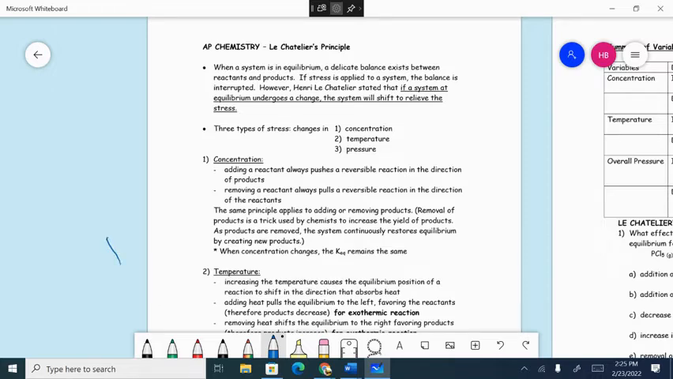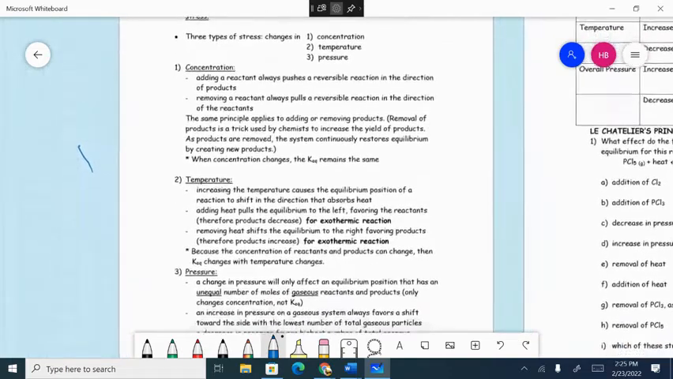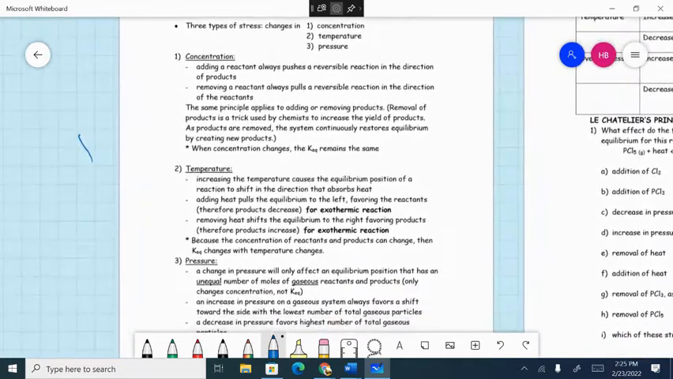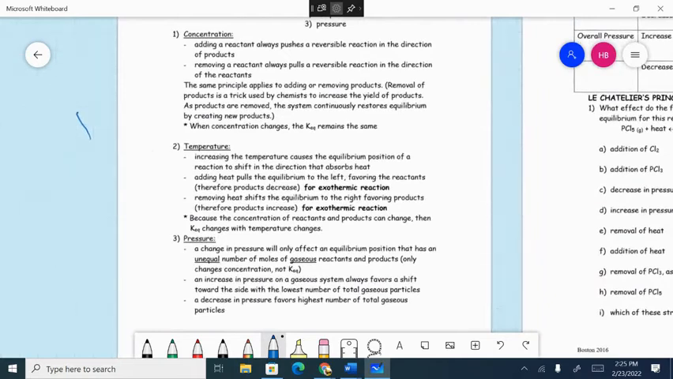So our three types of stress are change in concentration, change in temperature, and change in pressure. The easiest one is probably concentration. If you add a reactant, it shifts towards the product. You add a product, it shifts towards the reactants. You remove a reactant, and it'll shift towards the reactants to fill that hole. You remove a product, it'll shift towards the products to fill that void.